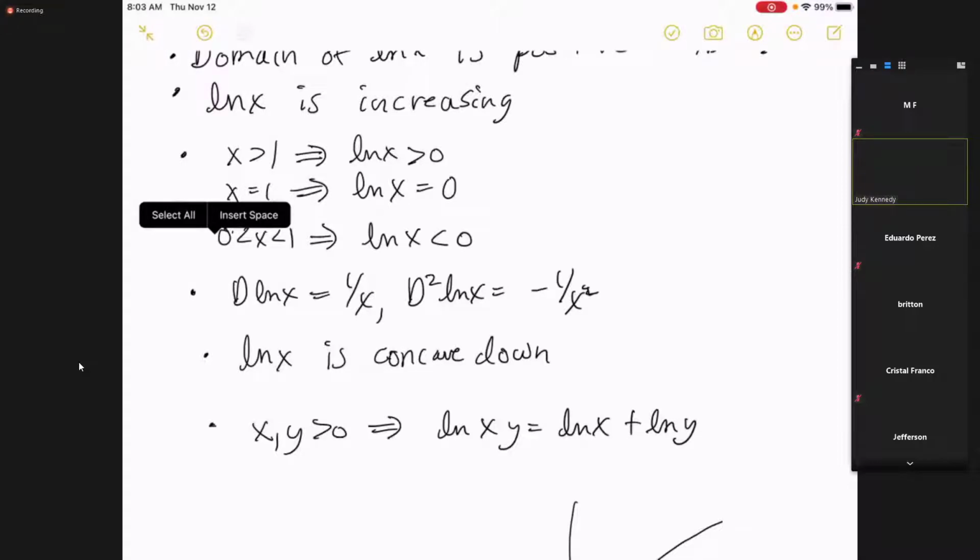And we also proved this. We were in the process of proving that this, I've been calling it the natural log function, the natural logarithm, really is a logarithm function. And one of those properties that any logarithm function must have is that the natural log of x times y, when x and y are positive, is equal to the log of x plus the log of y.